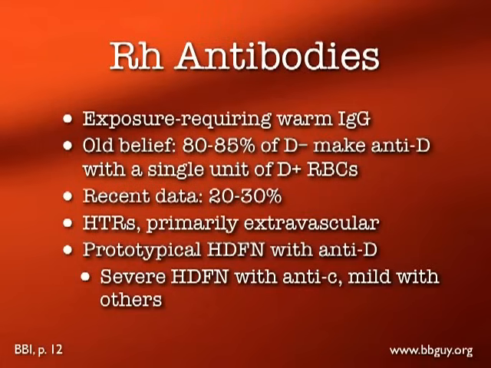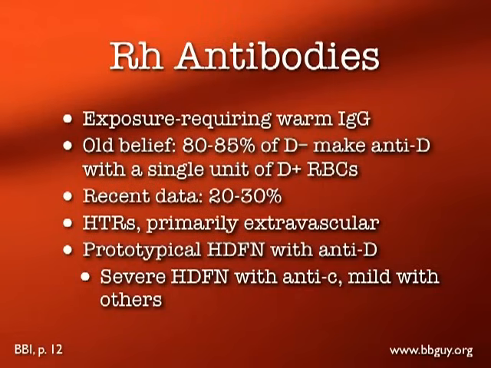We used to believe that as many as 85% of Rh negative people, or D negative people, would make an anti-D when they were exposed to a single unit of D positive RBCs. Recently, though, that number has dropped pretty substantially, and hospitalized patients in that situation, primarily patients that are losing a lot of blood and have a lot going on, are much less likely than what we thought before. Roughly 20 to 30% of them will make an anti-D, which is still pretty substantial.